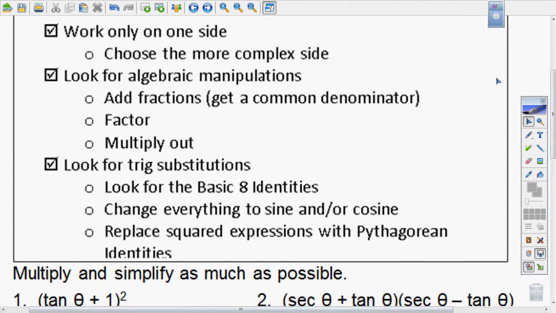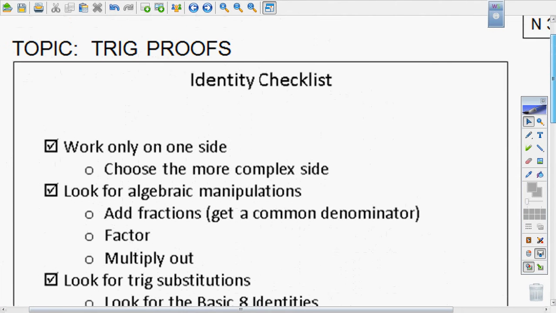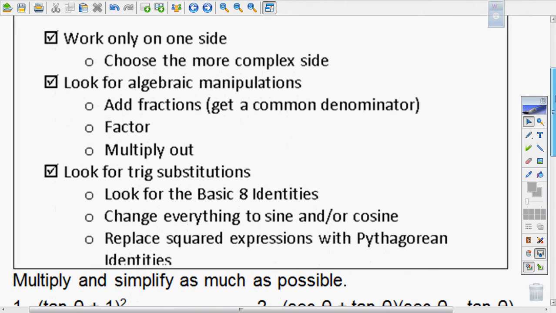Okay, so when we are solving proofs, we want to make sure that you're working only on one side. Choose the more complex side to work on. You want to look for your algebraic manipulation. This is what we're going to focus on. I know you guys are quick to tell me you didn't learn it in algebra, so that's why we're going to reinforce some of those things that you say you did learn. Okay? And then we'll resume from there.